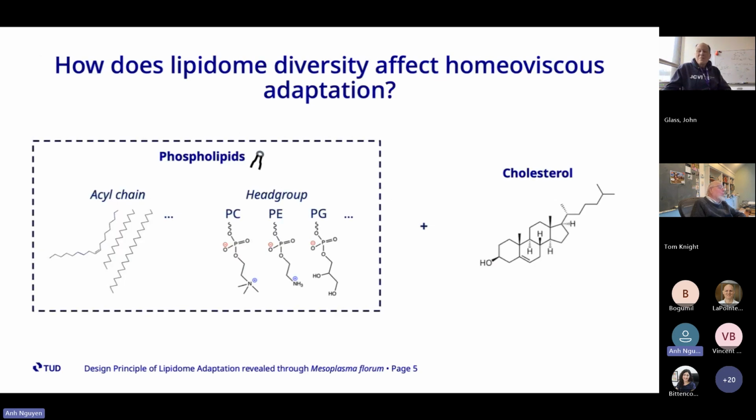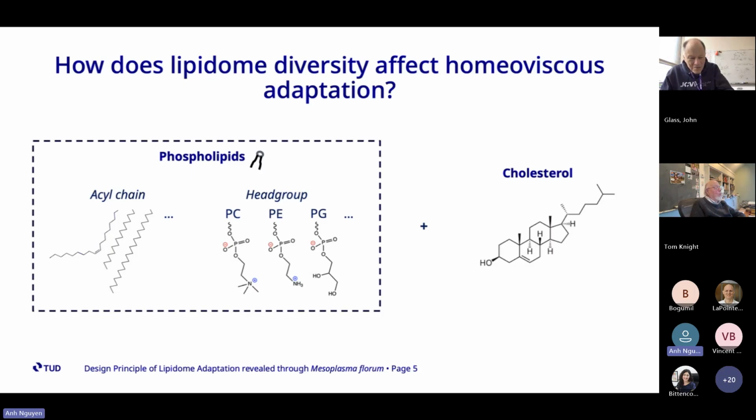So where does this lipidomic diversity come from? In the Mesoplasma florum membrane, you have kind of two parts. You have the phospholipid and you have the cholesterol. The phospholipid can be complicated because it has different acyl chains and different head groups, and then the sterol part, for Mesoplasma florum, you can change it. Because we actually control the lipids we feed the bacteria, we can control the lipidome diversity. Hence our question: how can changing the lipidome diversity affect the adaptation to different temperatures?